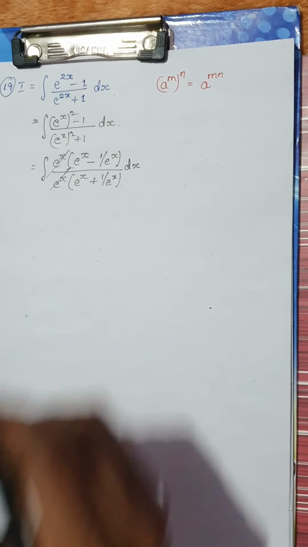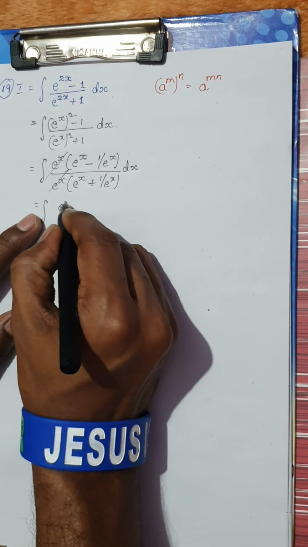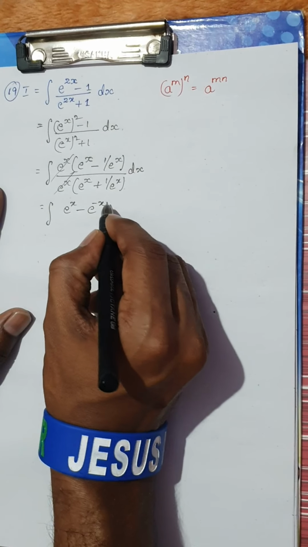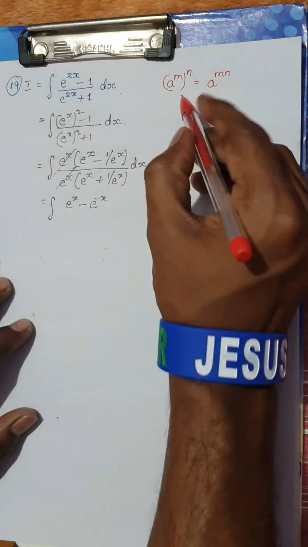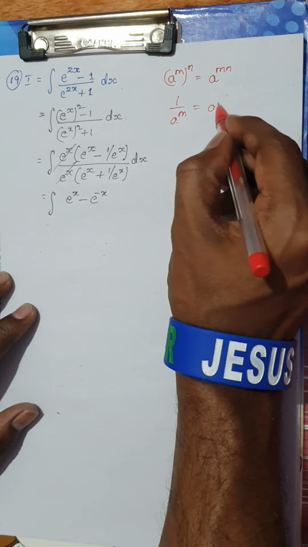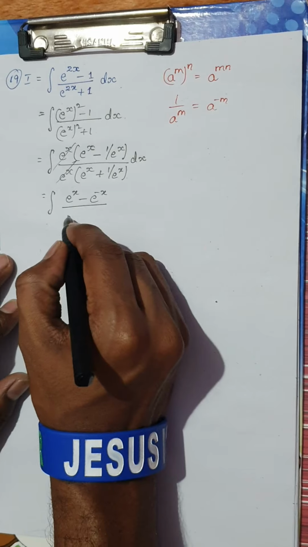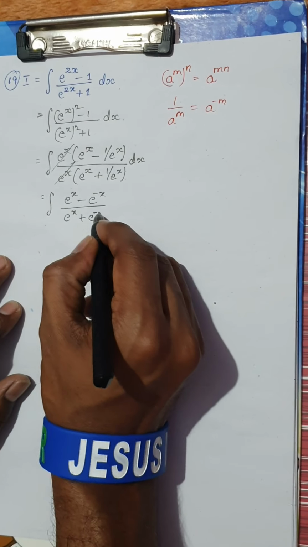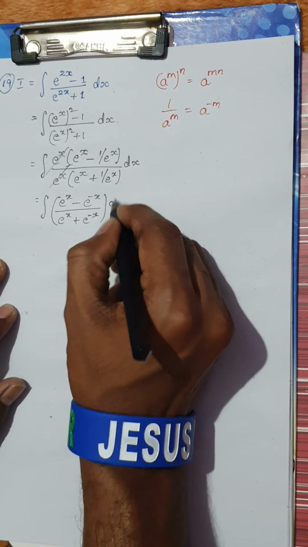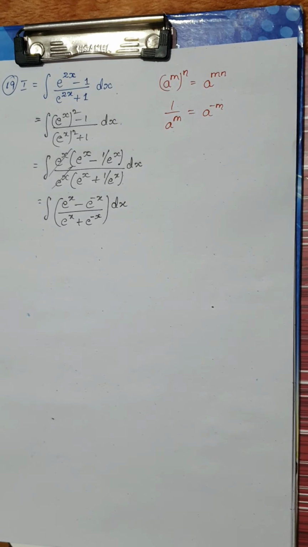Now, you can see here I can cancel the term e power x. So, my integral would be written as e power of x, and remember, 1 by e power of x can be written as e power minus x. We know that, again, from the theory of indices, the reciprocal of a power m can be written as a power minus m. Is it clear? So, divided by e power x plus e power, again 1 by e power x can be written as e power minus x dx. So, this is just a small arrangement before I take the substitution.